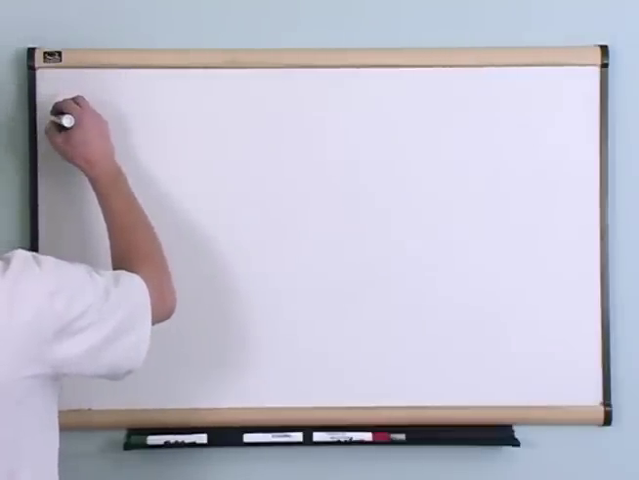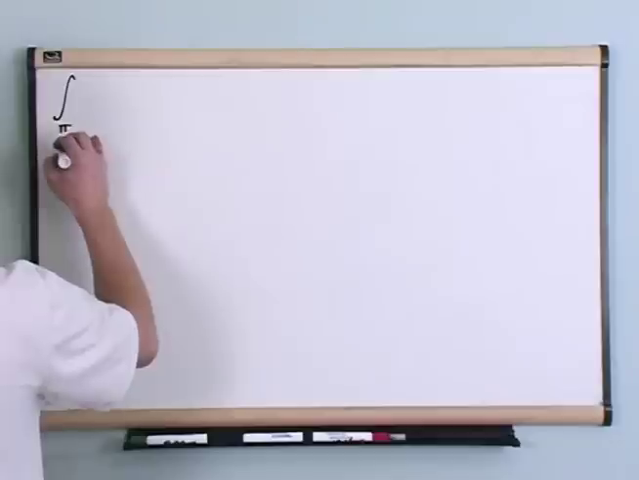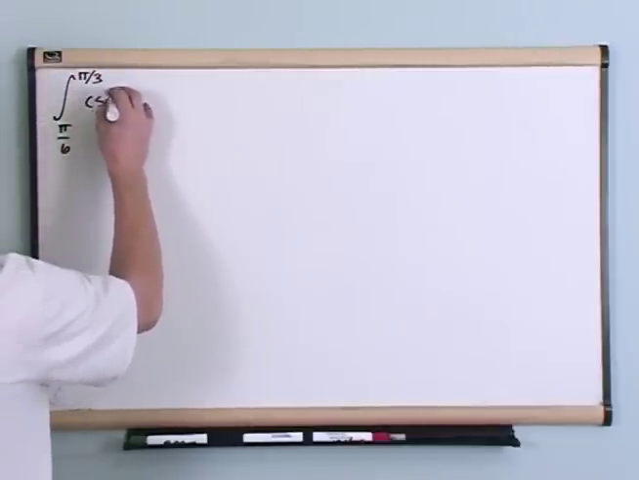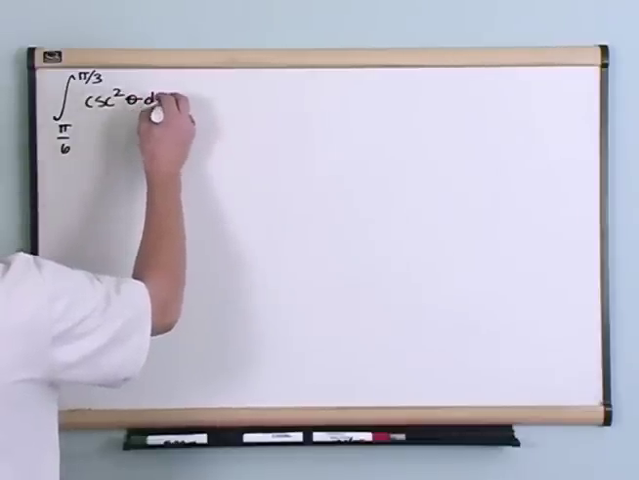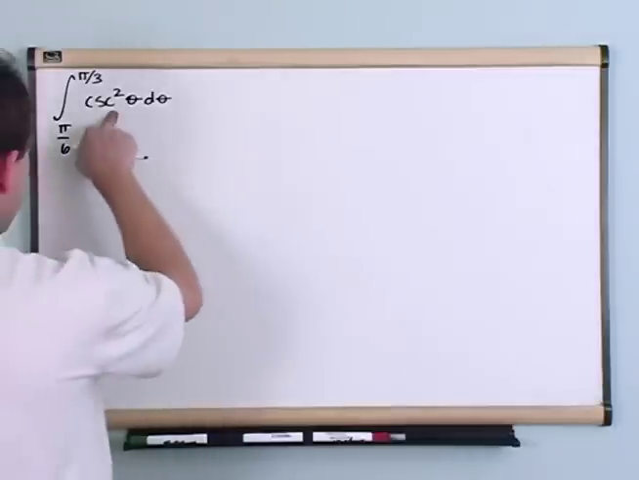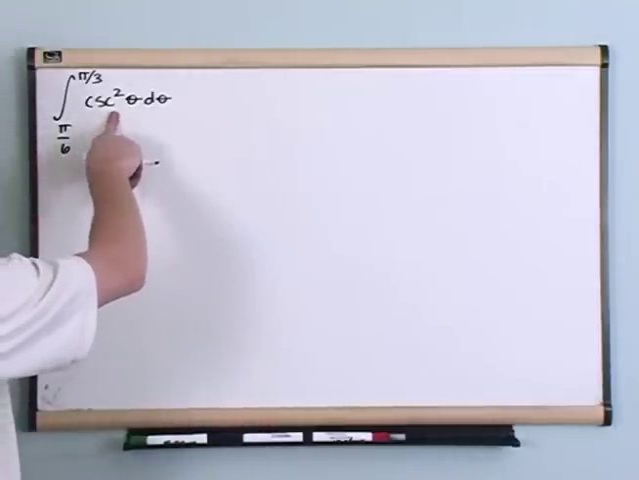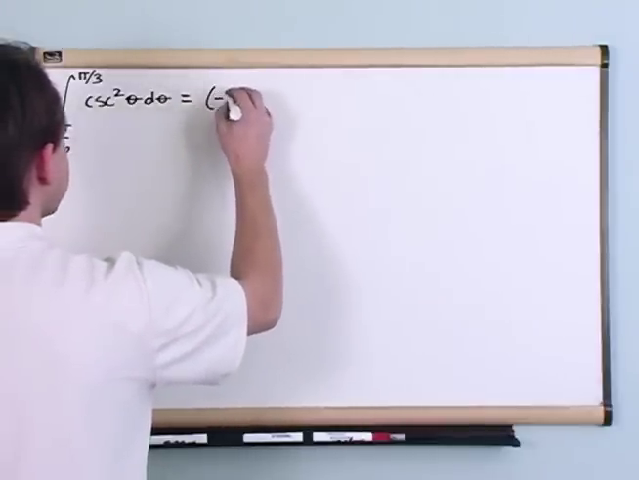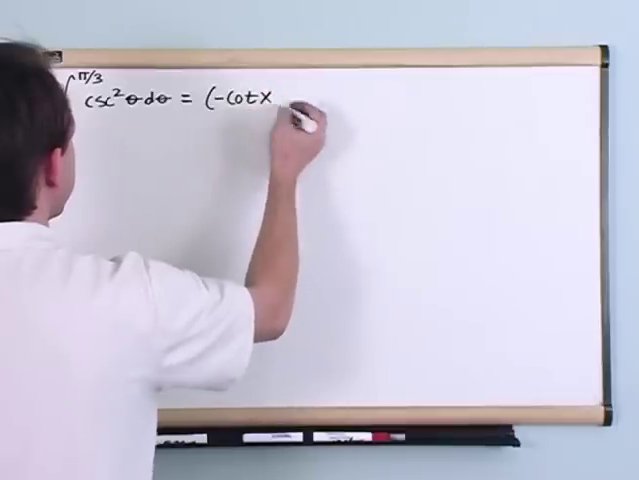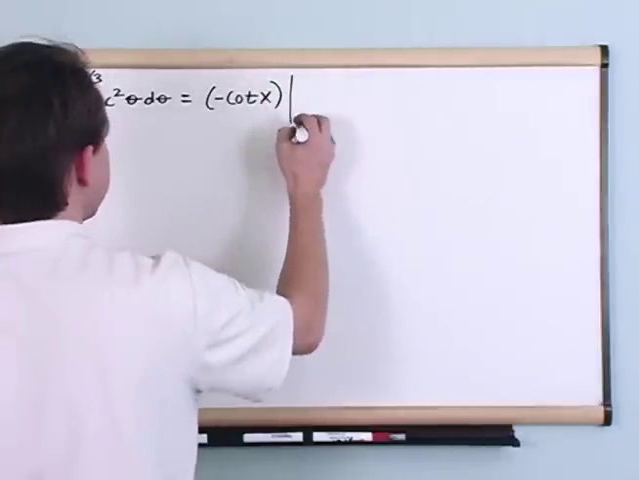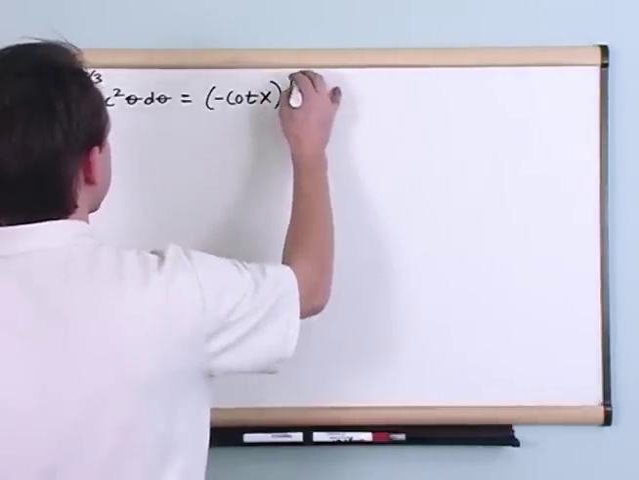One more final problem in this section. The integral from pi over 6 to pi over 3 of cosecant squared theta d theta. A few minutes ago, I told you that the integral of cosecant squared is the following. This is going to be equal to negative cotangent x. This is the answer, and it's evaluated from pi over 6 to pi over 3.